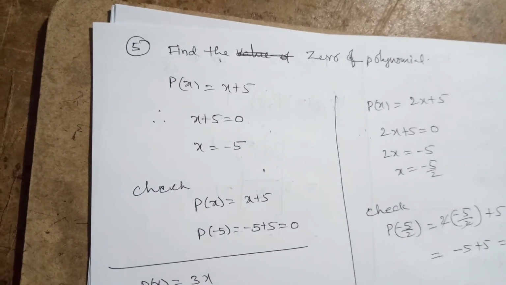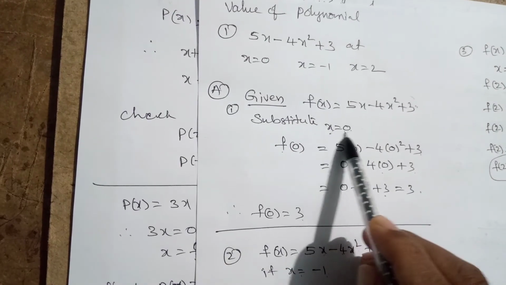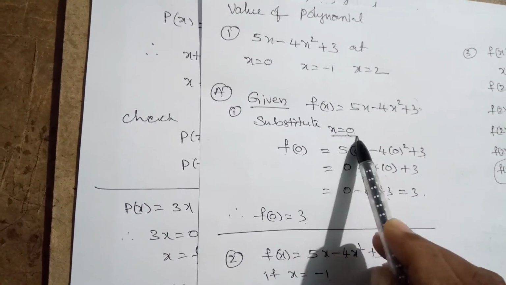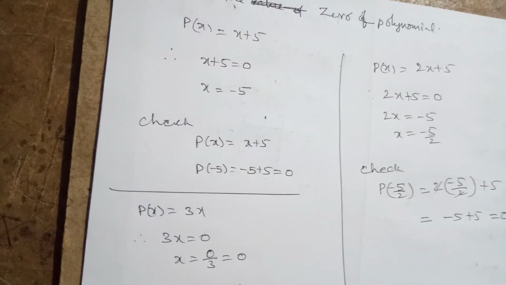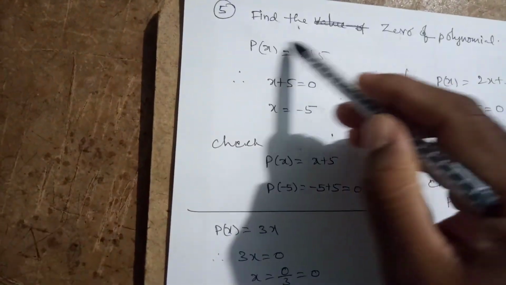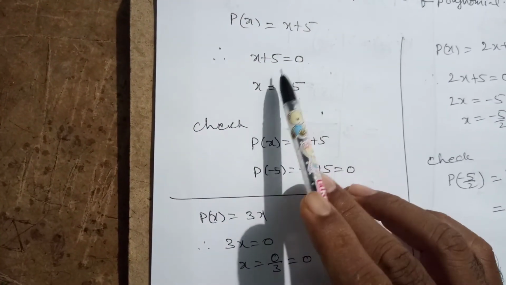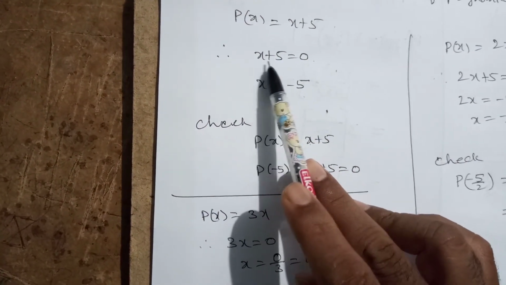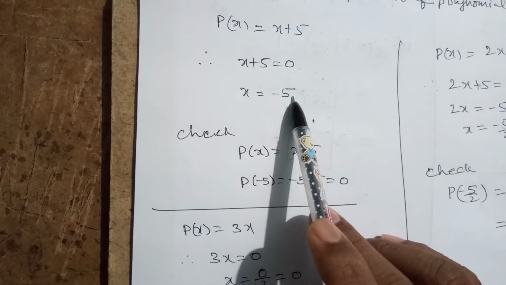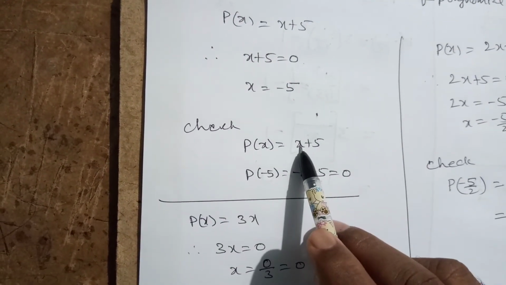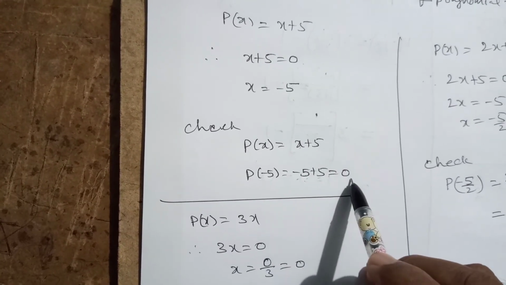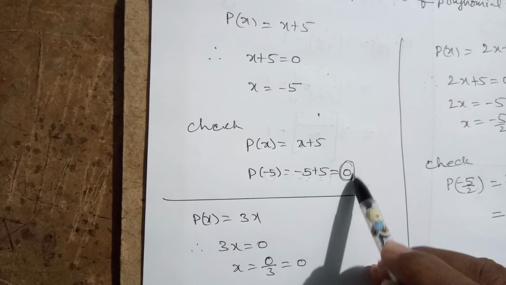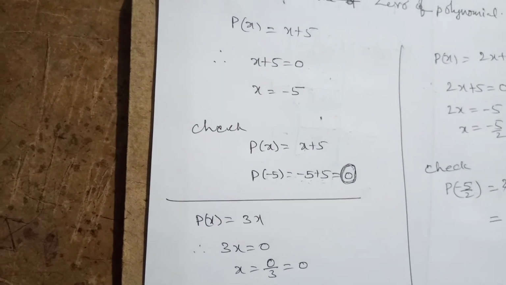Substituting 0 is different. Here we have substituted 0. This is the value of a polynomial at x is equal to 0. This is different. And the zero of the polynomial is where the whole polynomial becomes 0. So x plus 5 is equal to 0, x is equal to minus 5. If you substitute minus 5 in place of x, that is minus 5 plus 5, which is equal to 0.